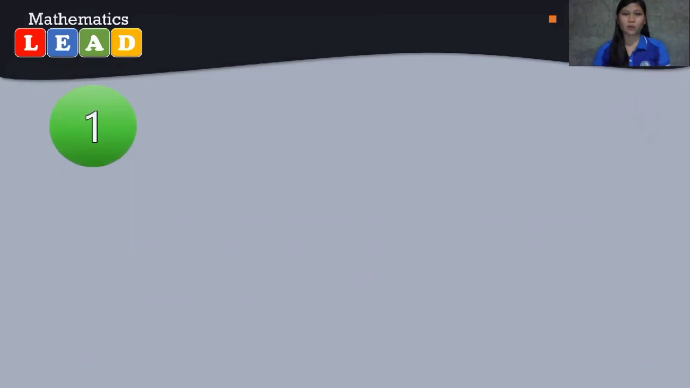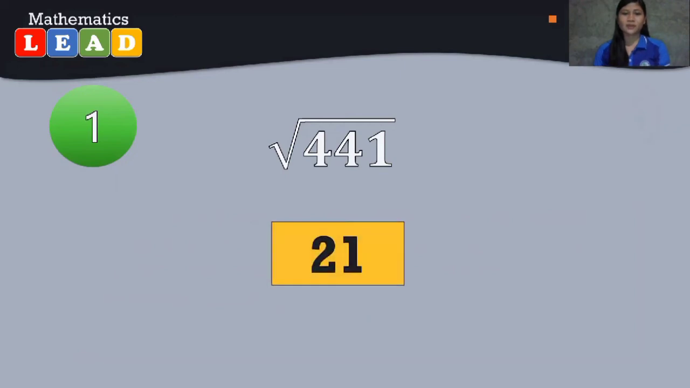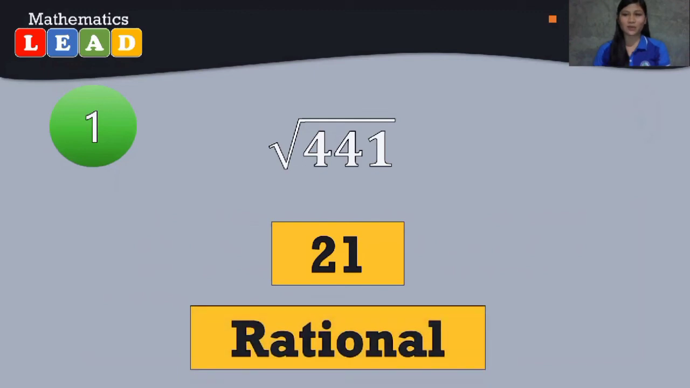For item number 1, we have here the square root of 441. Use your calculator to get the square root of 441 and tell whether it is a rational or irrational number. The answer is 21, and 21 is a rational number.